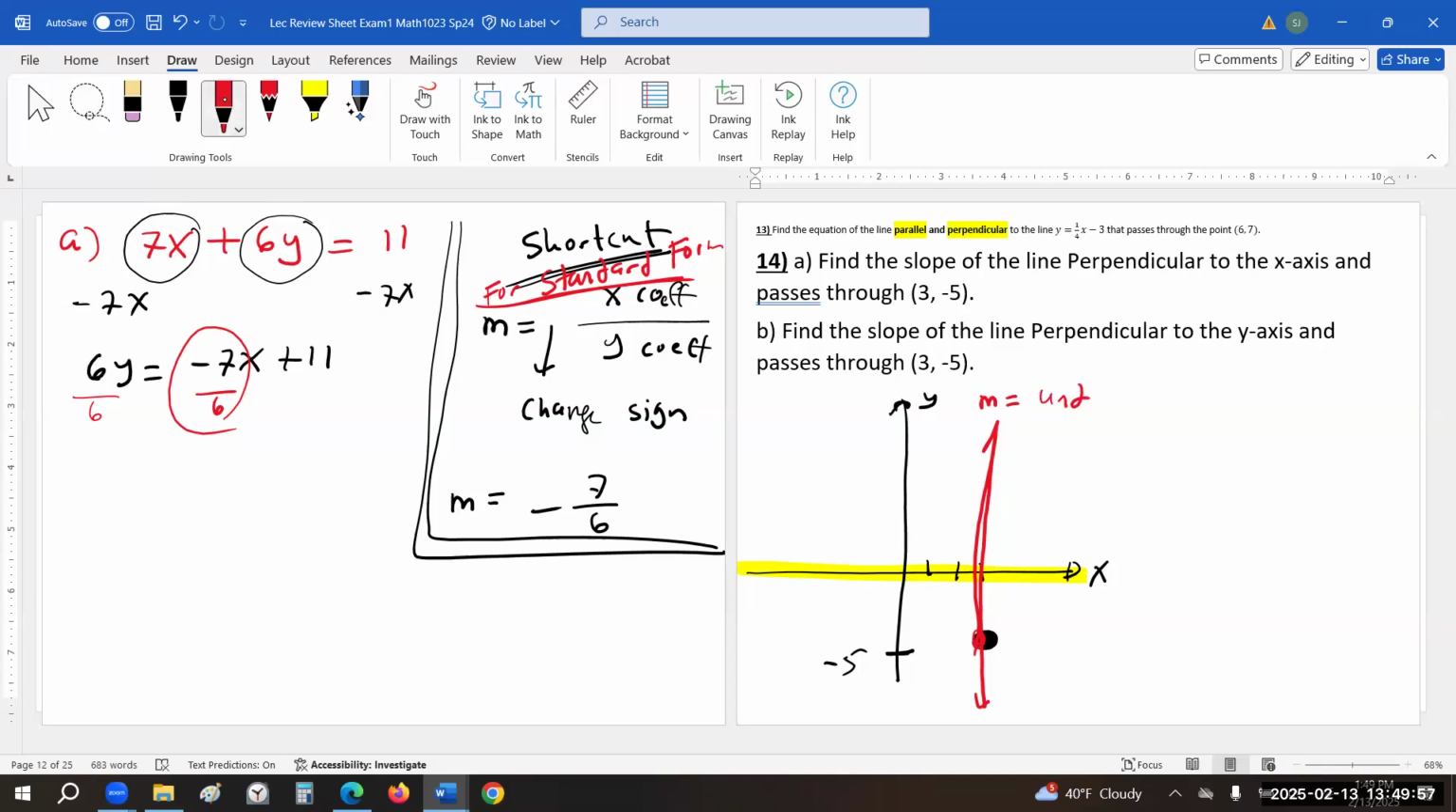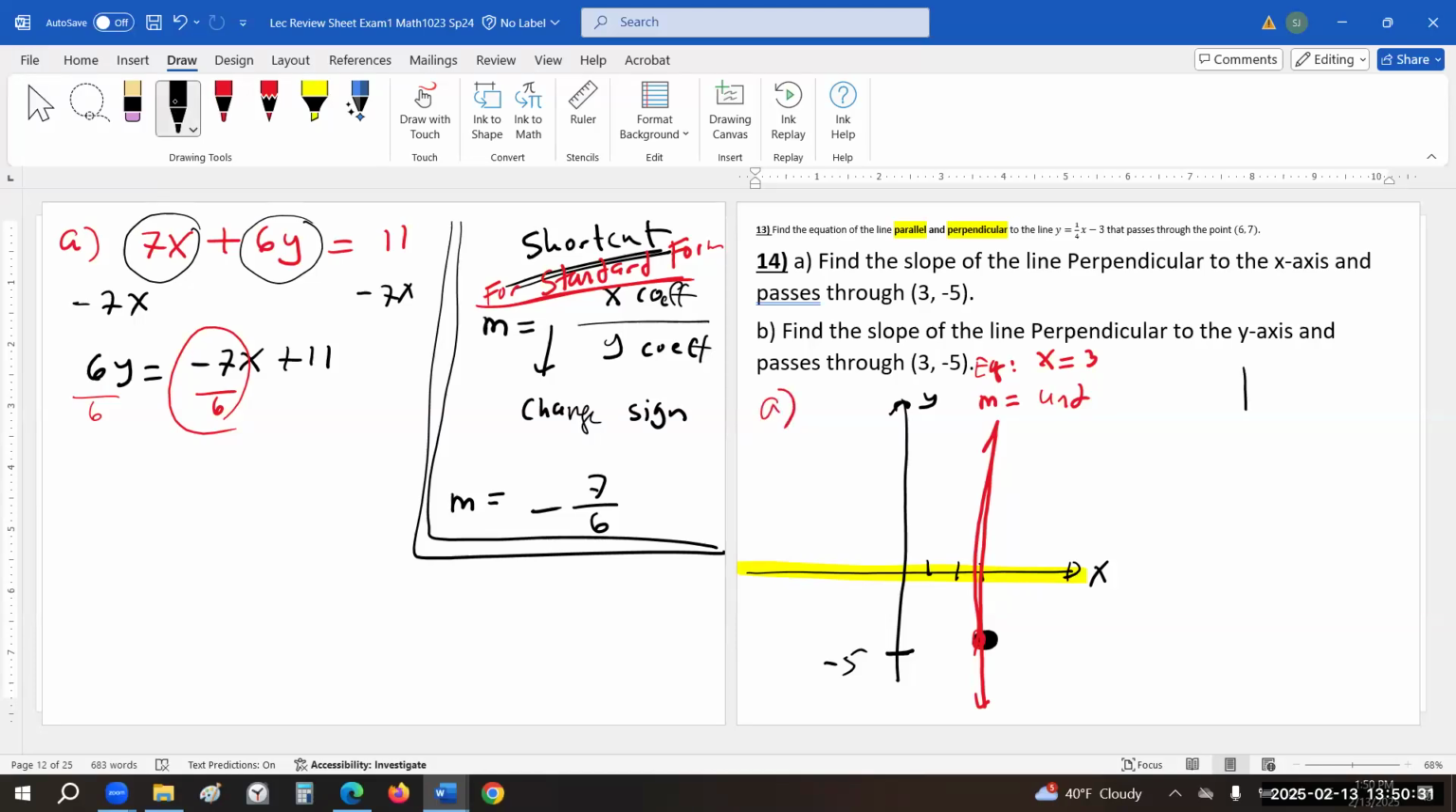But also you have to do your equation. What is the equation of this line? 3. What equals 3, x or y? X equals 3. So that's what you have to do. Step 1, graph. Step 2, find the equation. Step 3, find the slope. So this is 14a.